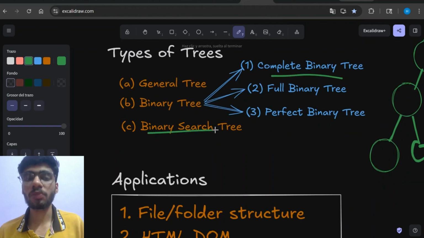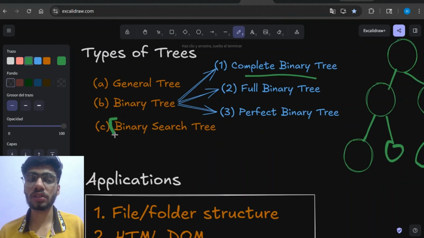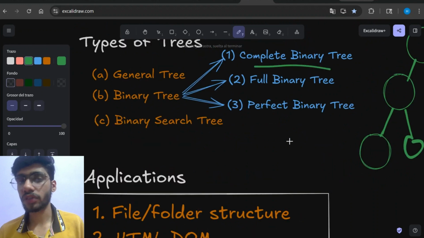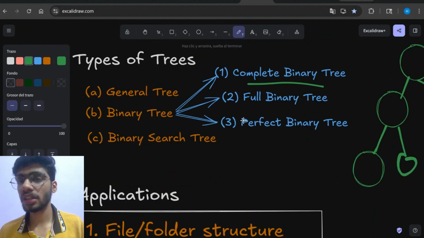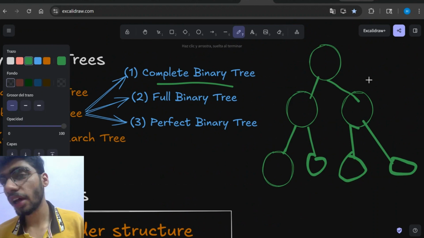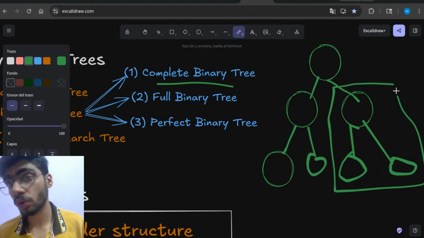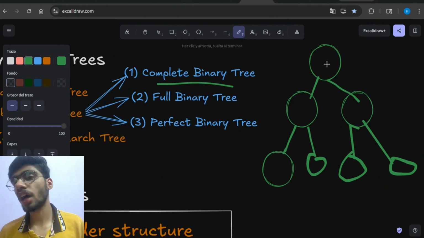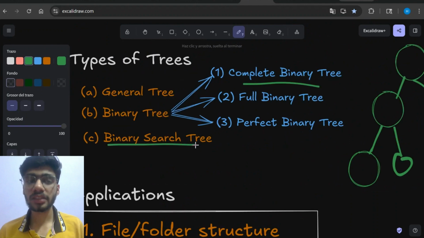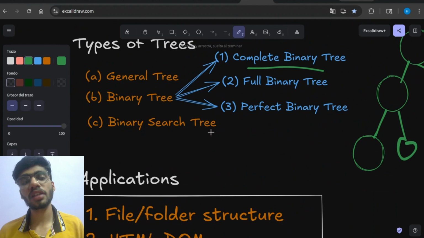So let's talk now about binary search tree. This is very important. So we study it in depth because this is a very important kind of tree. A binary search tree is also a binary tree, but in it all left subtree nodes are smaller than the root node, and all right subtree nodes are greater than the root node. So this is called binary search tree. We study it further in a very detailed way.